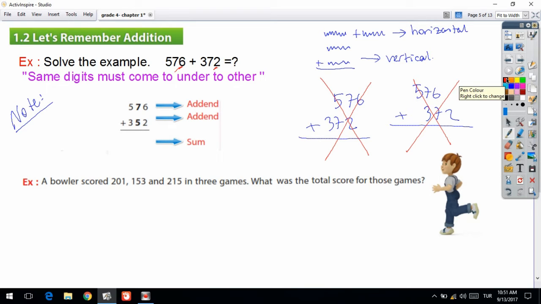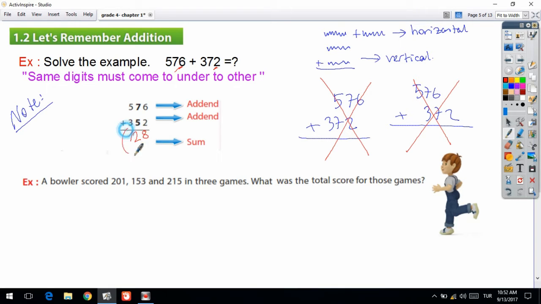6 must come under the others. Sorry, I mean the ones digit comes under the other, the tens digit comes under the other. Okay, now let's add them. 6 plus 2 is equal to 8, I will write it under the ones digit. 7 plus 5. So can we write here 12?